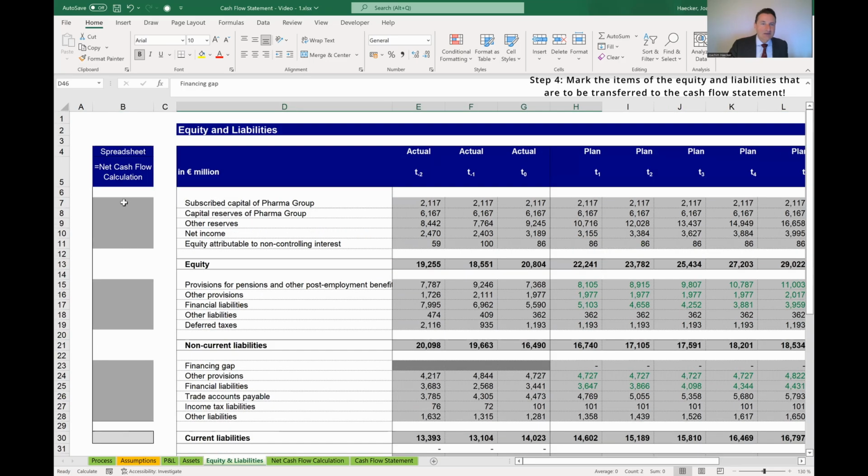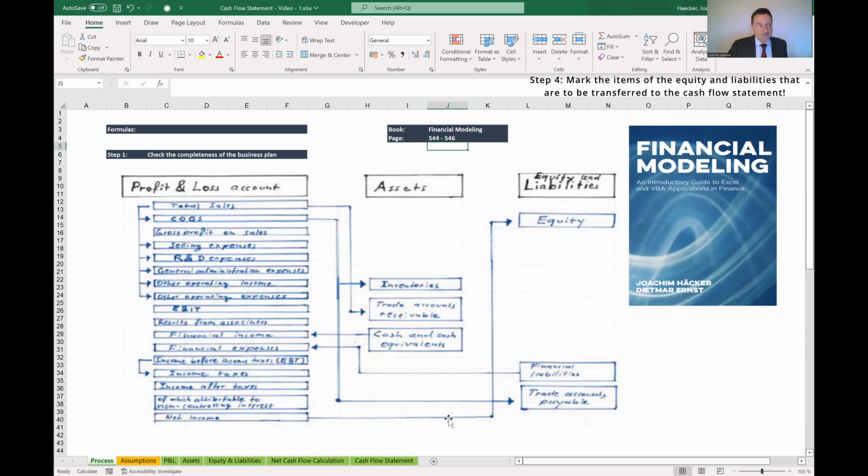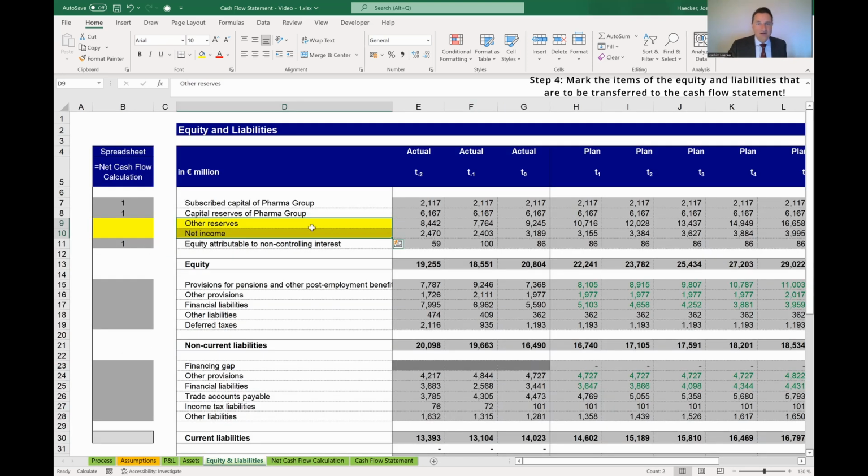Now we're coming to the equity and liability side. On the equity and liability side, we're using the subscribed capital, capital reserves, and the equity attributable to non-controlling interest. And depending on how you calculate your dividend, how you connect your net income, i.e. retained earnings, with the equity position, here, in my example, it's done via those 2 positions. You just do not take that into consideration.